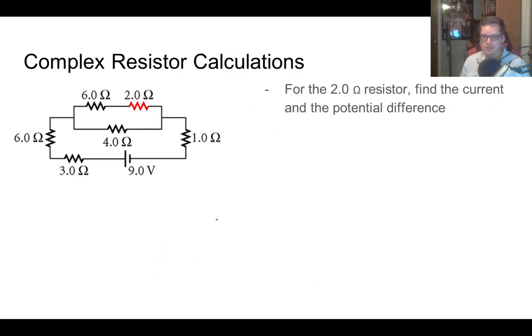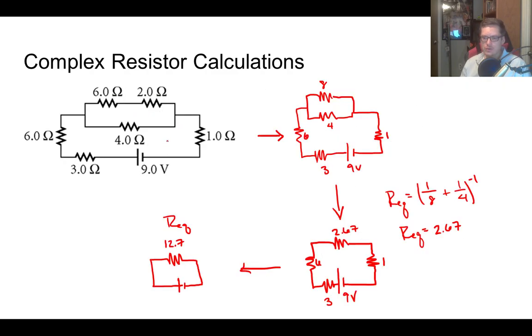All right, so 12.7. Now it says, for the 2 ohm resistor, find the current and the potential difference. So for specifically this guy right here, what we need to find is the current and the potential difference of that specific resistor. And so what we're going to do is work backwards. First we need to find the total current of this thing here. So this is the resistance, that's the voltage, and this is in ohms. So that means the current of this, and it was 9 volts.